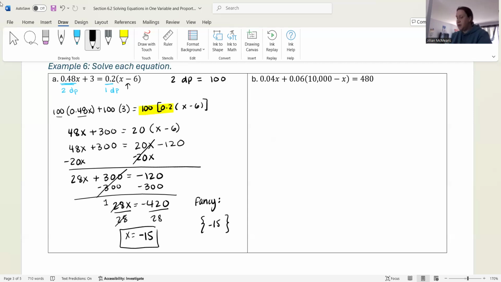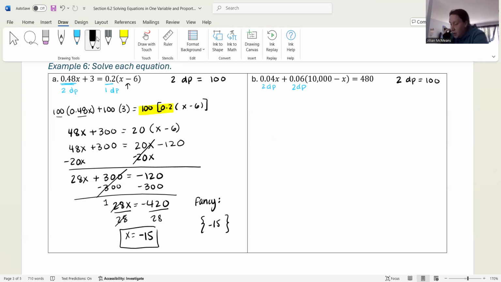One more example just to make sure we're good. We have 0.04x plus 0.06 times, in parentheses, 10,000 minus x equals 480. Well, I have two decimal places here. I have two decimal places here. And we kind of already know from part A that if you're trying to clear two decimal places, you want to multiply by the power of 10 that has two zeros. So we want to multiply everything by 100.